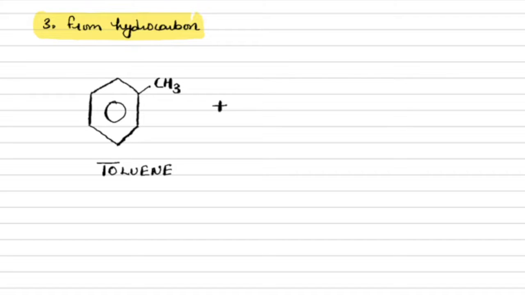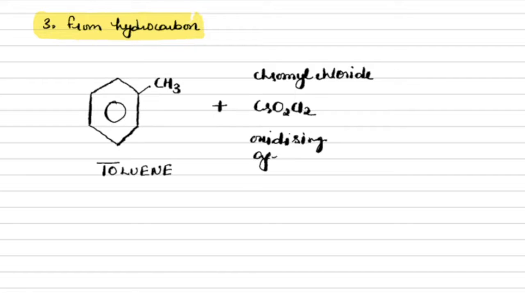And watch my reagent. It is chromium chloride. Okay, let me write chromyl chloride, not chromium, chromyl chloride. What is this? This has oxygen, right? So this is an oxidizing agent. This will give us oxygen attached with this carbon so that we can get what we want, aldehyde.